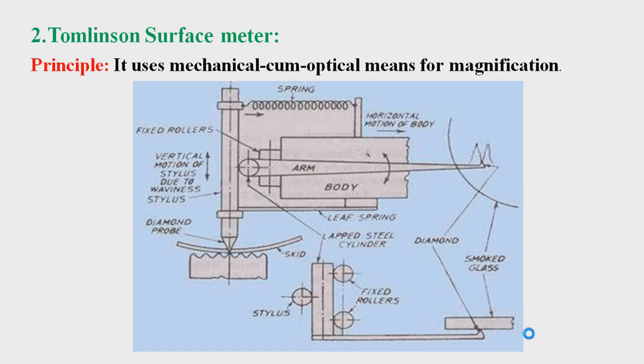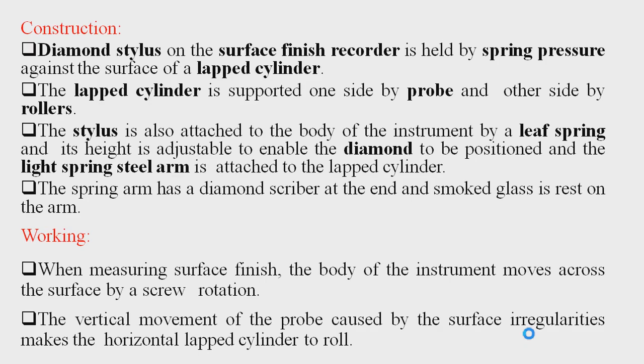Now the Tomlinson surface meter. It uses mechanical cum optical means for magnification. The working of the instrument is shown in the figure. It has a diamond stylus. The stylus is held by spring pressure against the surface of a lap cylinder. This lap cylinder is supported on one side by the probe and on the other side by a ruler. The stylus is also attached to the body of the instrument by a relief spring, and its height is adjustable to enable the diamond to be positioned. A light spring steel arm is attached to the lap cylinder. The spring arm has a diamond scriber at the end, and a smoked glass rests on the arm.